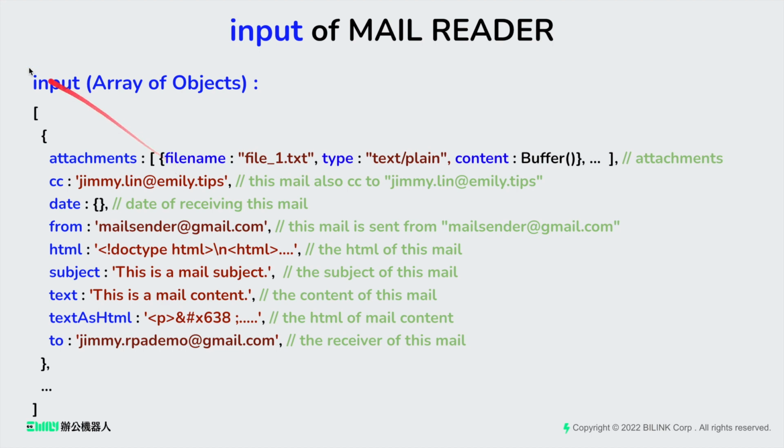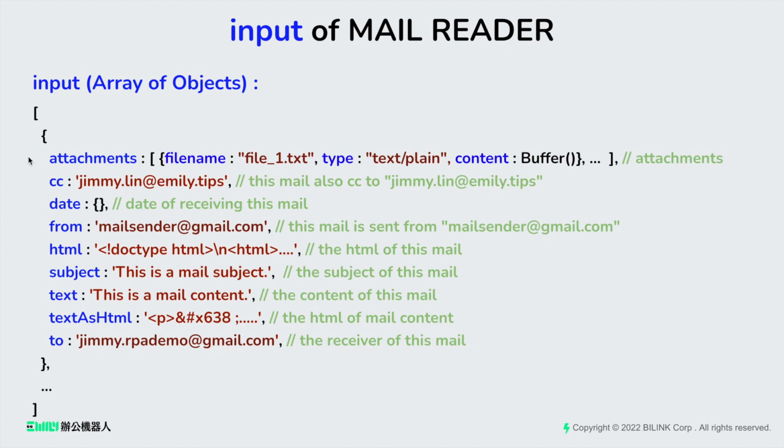The input variable of Mail Reader is in the format of array of objects. Emily will automatically organize the mail in the specified mailbox into input variables. Each object in the input array represents the information in a mail. Each object has the following keys that correspond to the specific information in the mail. Attachments represents the attachments to the mail in the form of an array of objects. Each object in this array represents an attachment and contains information about that attachment.